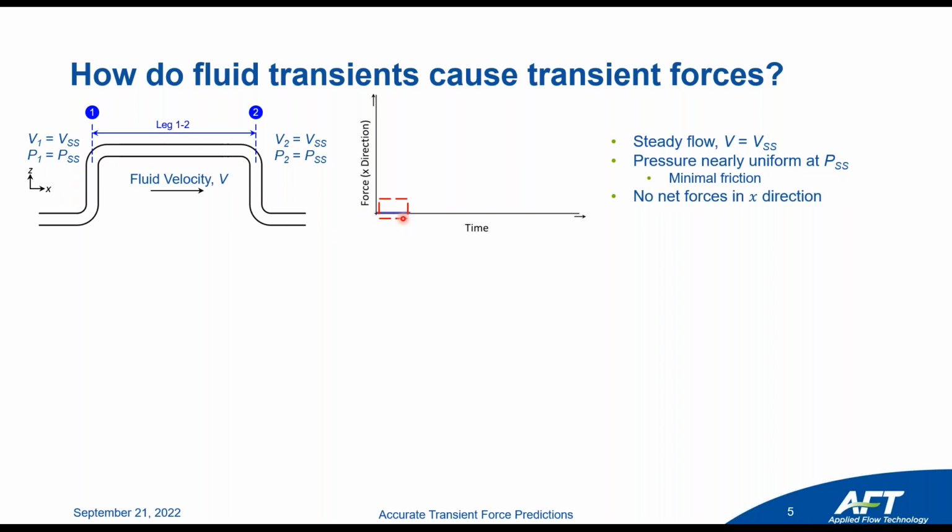That doesn't mean there are no forces. It just means if you add them all up, they sum to 0, and there's no net transient imbalance that's causing the piping to move or need to be reacted against. It's an equilibrium, okay?